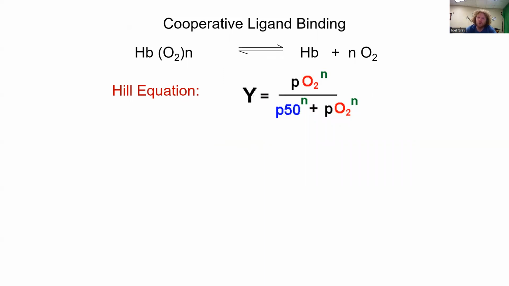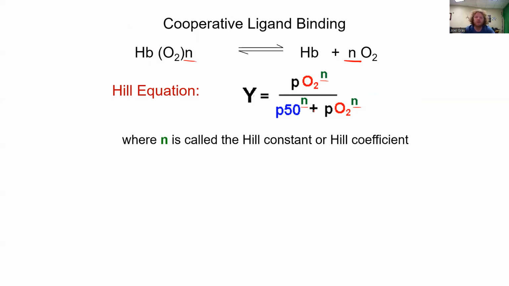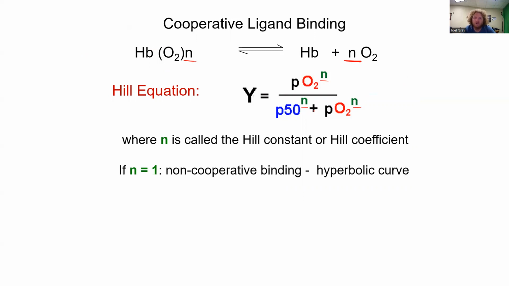The Hill equation shows these numbers of O2 displayed as n and therefore displayed as exponents here. So the equation is basically the same, but we have that n as the exponent. N is called the Hill constant or Hill coefficient. If n equals 1, you have non-cooperative binding, therefore you have a hyperbolic curve. So if you were to take myoglobin and use this exact same equation, substituting 1 in for n, you'd get that nice hyperbolic curve that we've already seen.